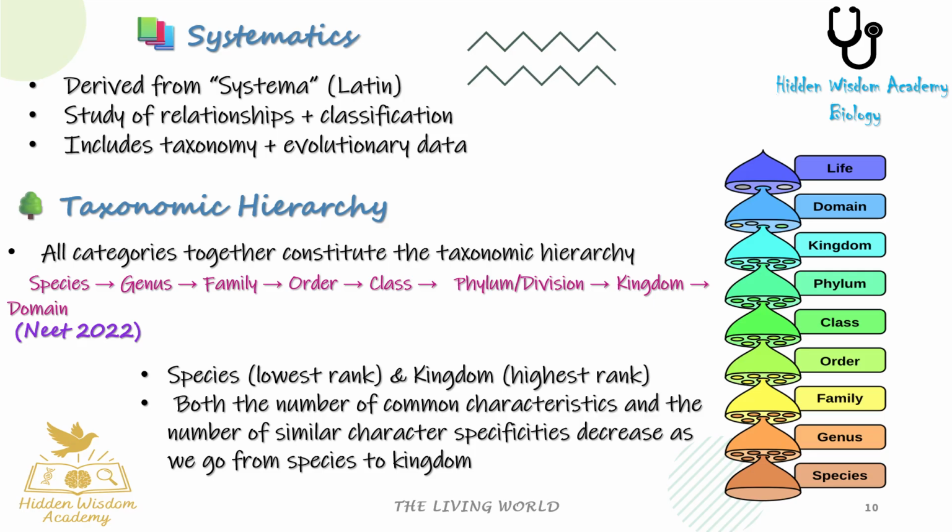Taxonomic hierarchy. All categories together constitute the taxonomic hierarchy: species, genus, family, order, class, phylum/division, kingdom, domain. Species is the lowest rank, and kingdom is the highest rank. Both the number of common characteristics and the number of similar character specificities decrease as we go from species to kingdom.